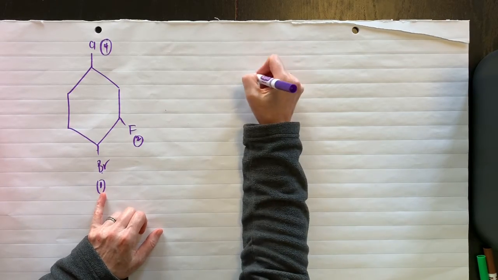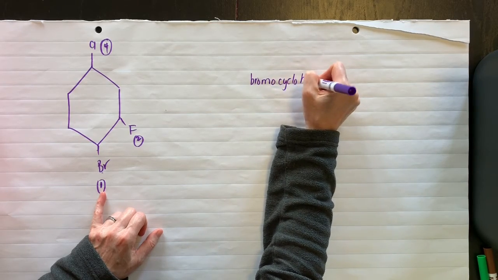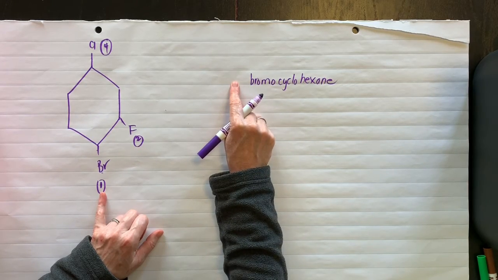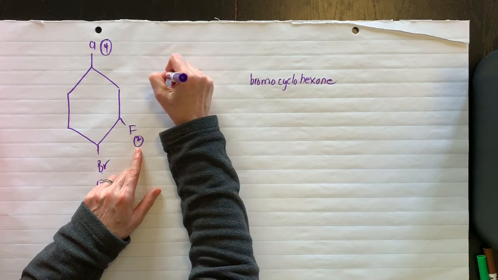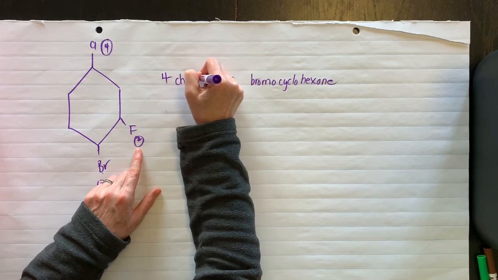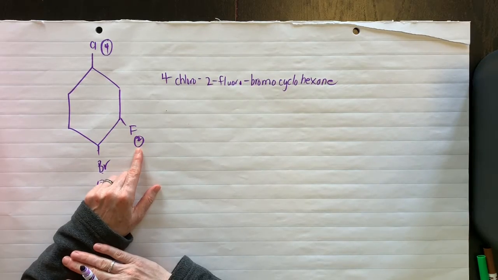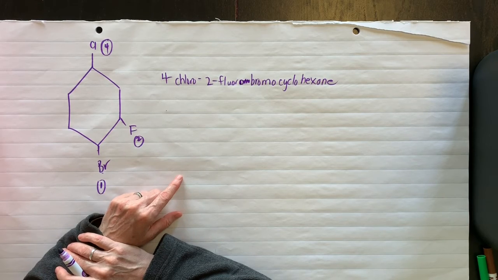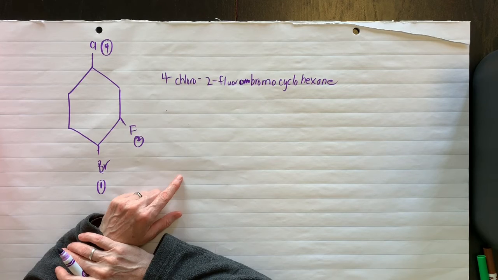Which means if this is in the 1 position, I need to be naming it a bromocyclohexane. So that kind of takes the guesswork out of it, right? Because this would be 1-bromocyclohexane. What's on my 1-bromocyclohexane? Now let's go alphabetically. I would have a 4-chloro-2-fluorobromocyclohexane. Or you could write 4-chloro-2-fluoro-1-bromocyclohexane. They're both the same. Confusing, right?